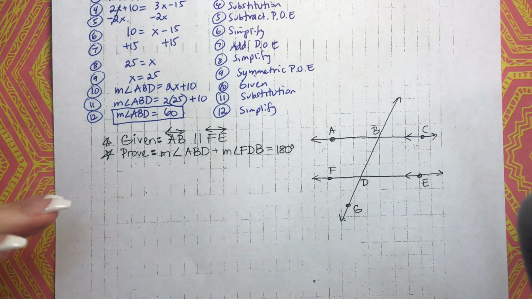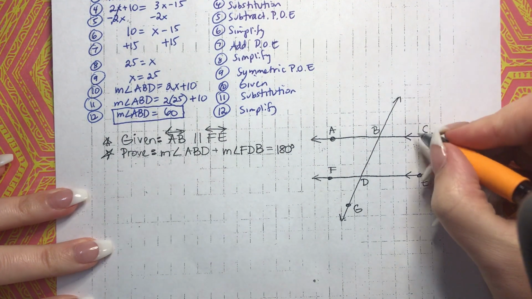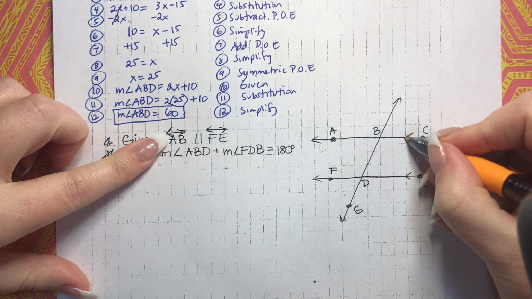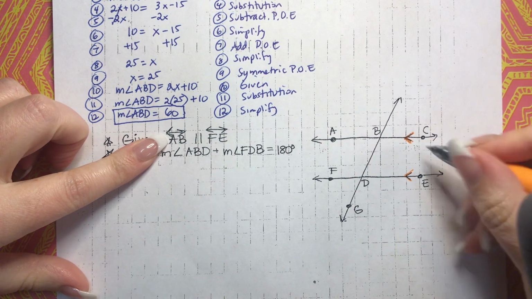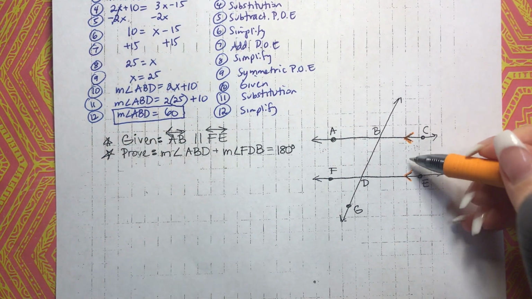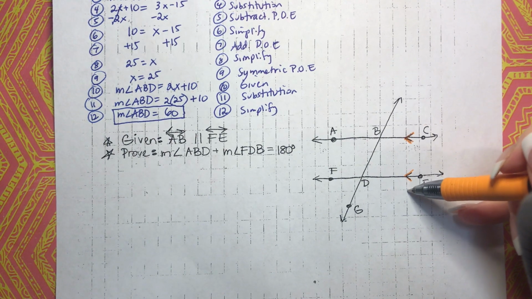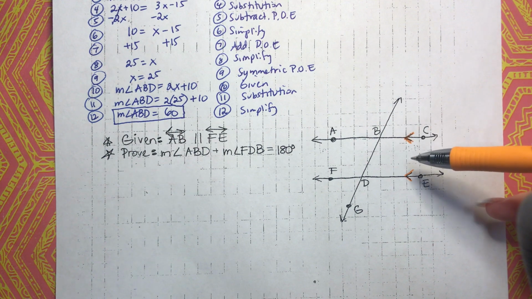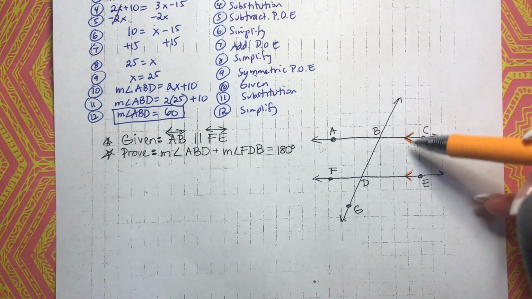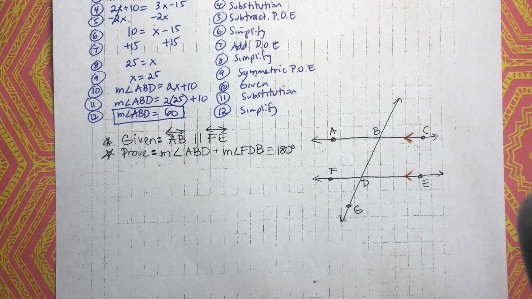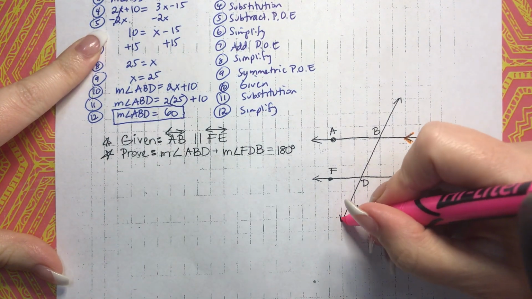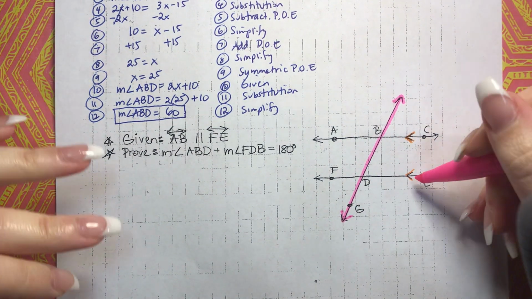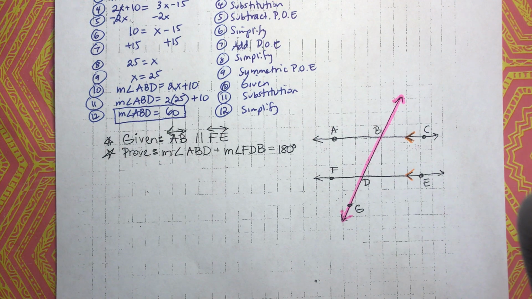Let's write down what we know. We know that these lines are parallel. Because these lines are parallel, we can use the corresponding angles postulate, the alternate exterior angles theorem, and the alternate interior angles theorem. If we have a transversal, which we do right here, we have access to all of those postulates and theorems because we know that these two lines are parallel.